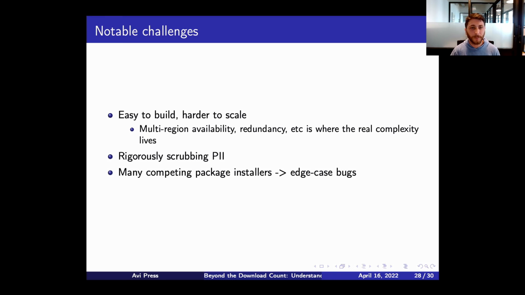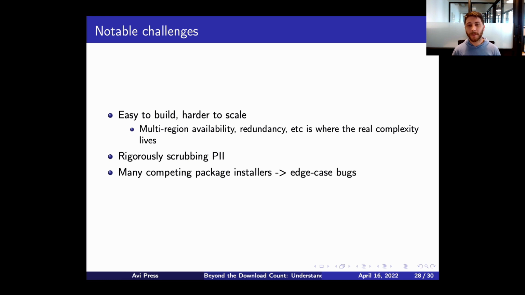Some other notable challenges with this is that while it's easy to build, it's tough to scale. You need to handle things like multi-region availability, redundancy, and that's where the real complexity is here. The code itself is simple, the infrastructure that actually makes the service available is much harder. Obviously, rigorously scrubbing that PII is something that must be done very carefully and is a non-trivial amount of work.